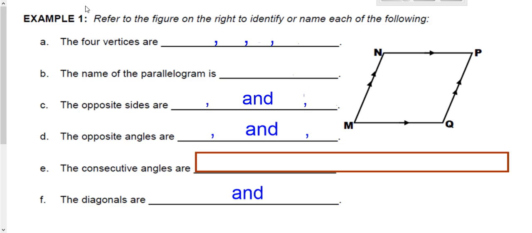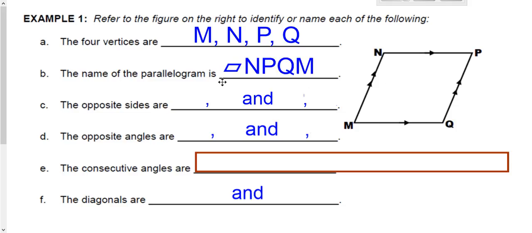Example 1 here. Look at the picture of this parallelogram. Again, we can see the little triangle showing that the opposite sides are parallel. The four vertices, or the corner points, are M, N, O, and P. To name a parallelogram, you're going to use these four corner points. Wherever you start, you just go around clockwise is the best way.